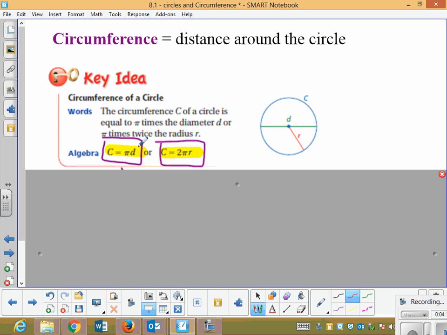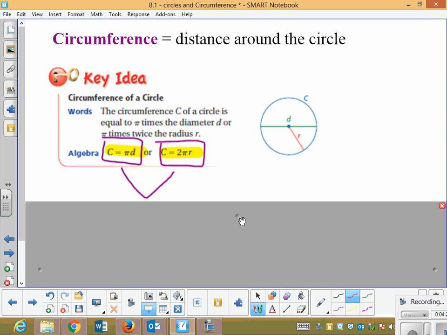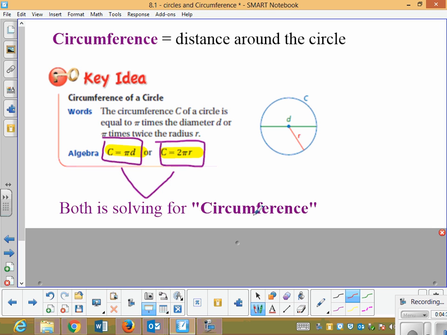Now, we have two formulas you can use to find the distance around a circle. If you are given a problem with diameter, you can use pi d. If you are given a problem that only gives you radius, you can use 2 pi r. So copy down these two formulas so that you have them to use for the lesson. Both are solving for circumference, so they are very similar. Again, one uses d for diameter and one uses r for radius.